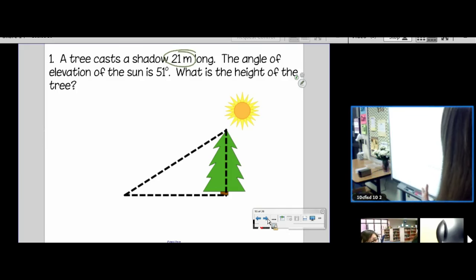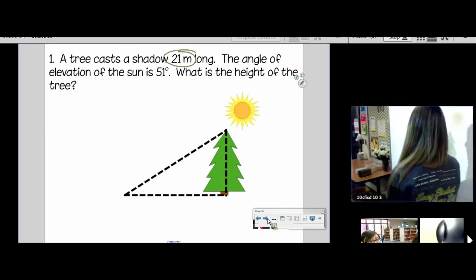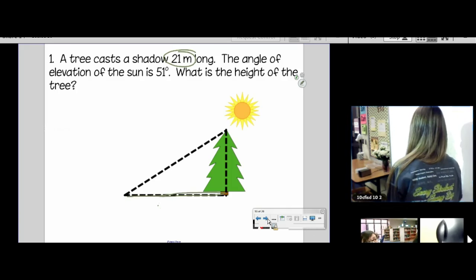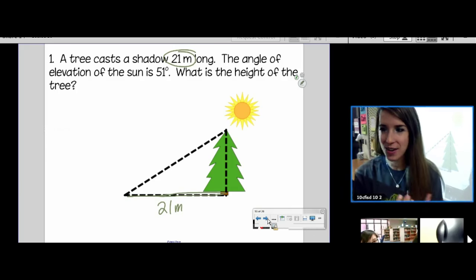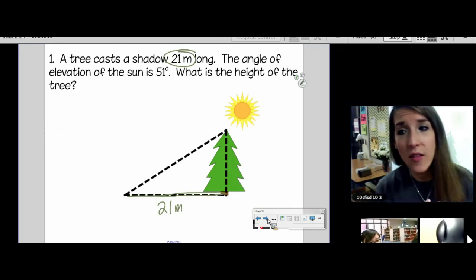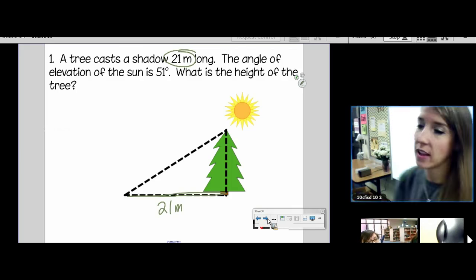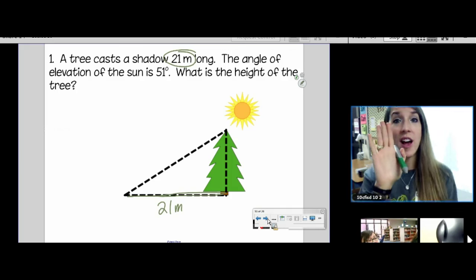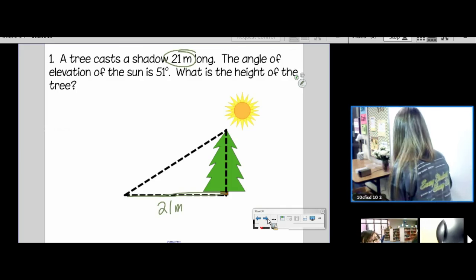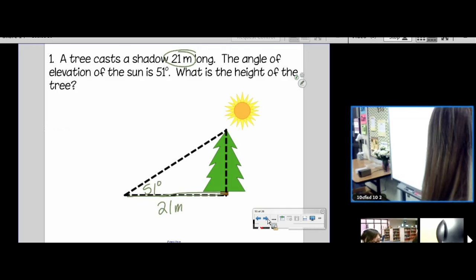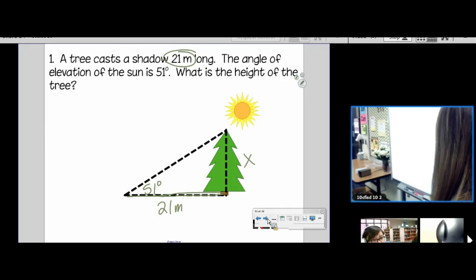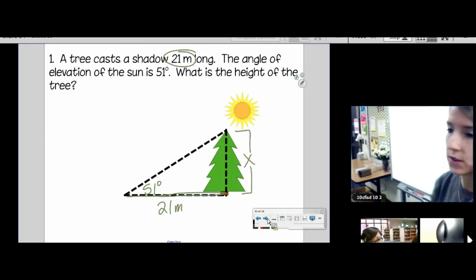The shadow is 21 meters long. Now, shadows fall on the ground. A shadow doesn't float in the air, okay? So your shadow should always be on the ground. The angle of elevation of the sun, remember, elevation is on the ground looking up. So the angle of elevation is going to be right here on the ground. What is the height of the tree? So there's our X right there.